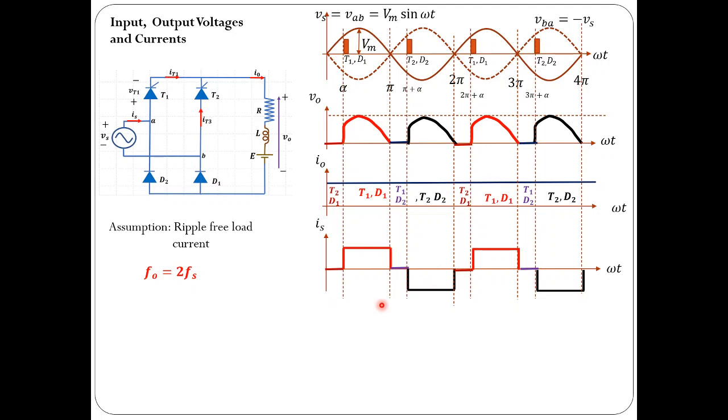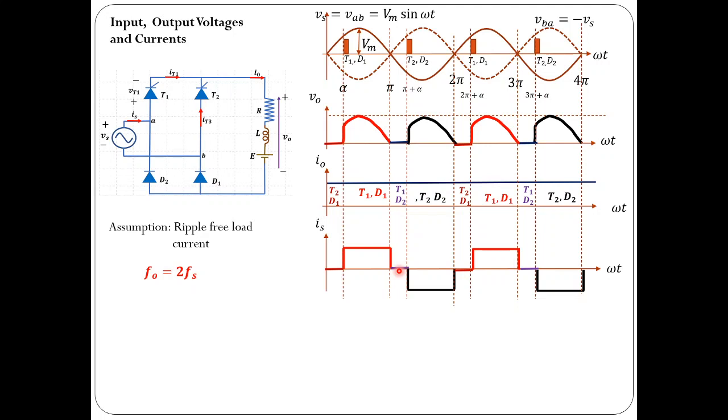So during the first cycle, consider this mathematical expression. That is equal to I0 from alpha to pi and minus I0 from pi plus alpha to 2 pi. So consider this mathematical expression, and for the remaining period it is 0, and try to derive the average and RMS value for input currents.